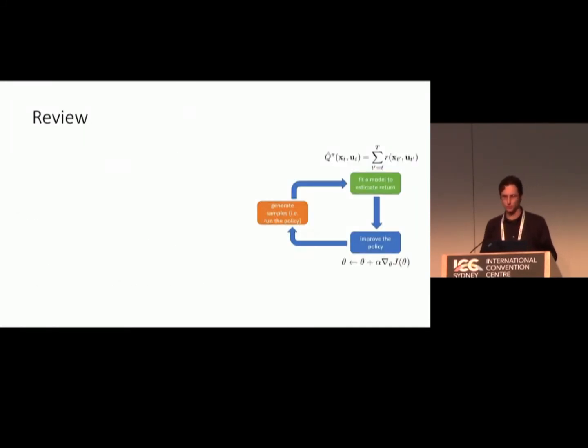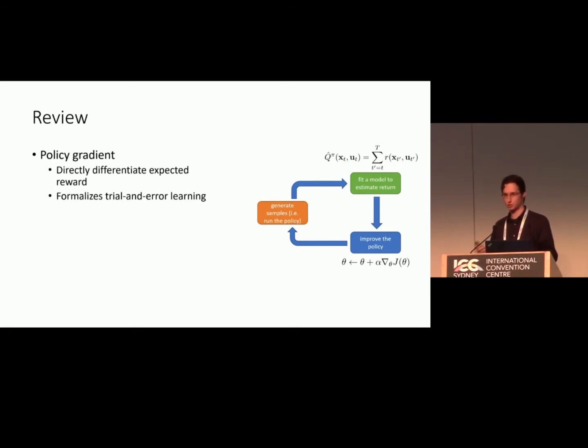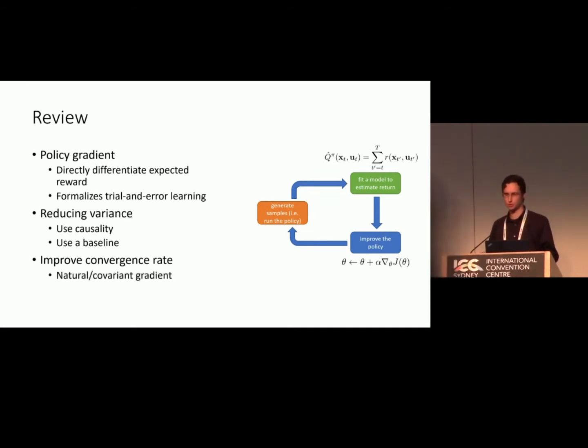All right, so that's it for policy gradients. Let's review. We talked about how the policy gradient directly differentiates the expected reward. This formalizes trial and error learning, meaning that it makes the good trajectories more likely and the bad trajectories less likely. We can reduce variance by exploiting causality and by introducing a baseline. And we can improve the convergence rate by using a natural policy gradient and also by using an automatic step adjustment with natural policy gradient.